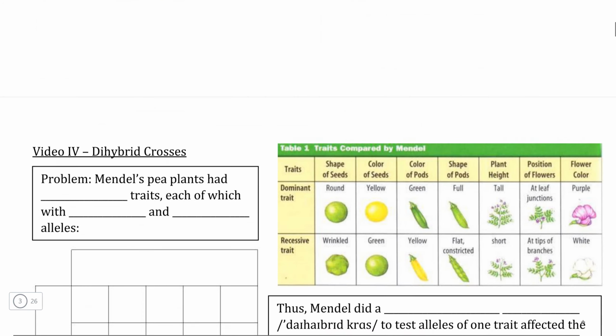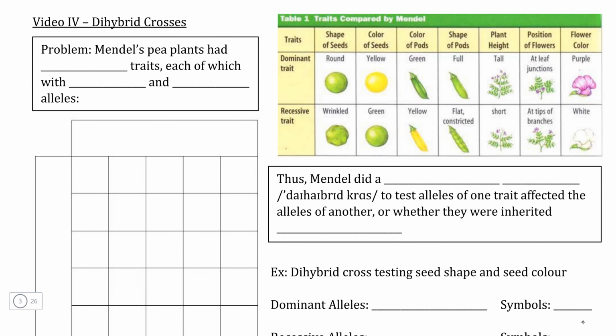In the next video, we're going to look at what Gregor Mendel did to expand on his results, where he would actually look at multiple characteristics that his pea plants demonstrated and look at the inheritance of multiple characteristics at the same time.